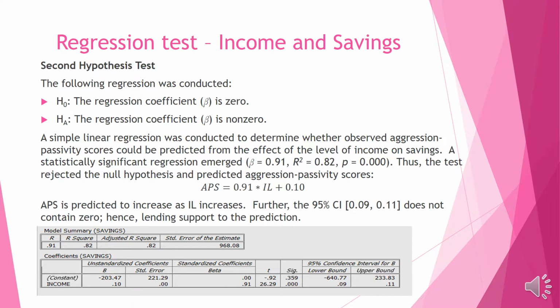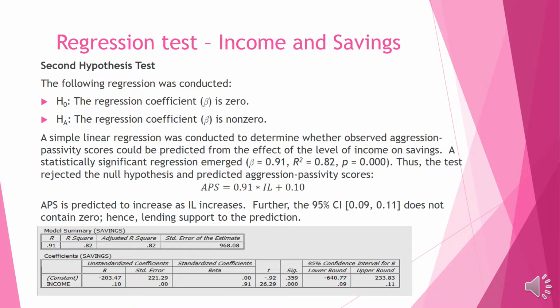The null hypothesis, again, is that the regression coefficient is 0, while the alternative is that the coefficient is non-zero. This test showed that the p-value was equal to 0.000, which meant that the null hypothesis had to be rejected since it is less than 0.05. The regression scores show that APS was equal to 0.91 times the income level plus 0.1. Therefore, APS is predicted to increase as the income level increases.